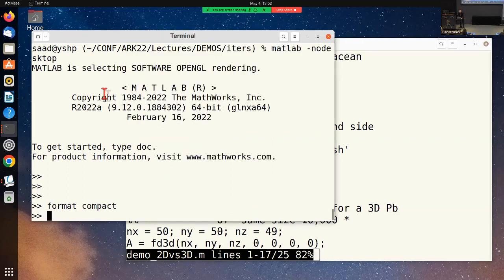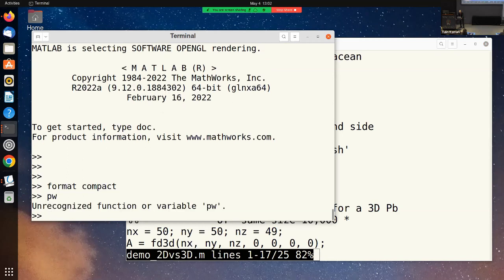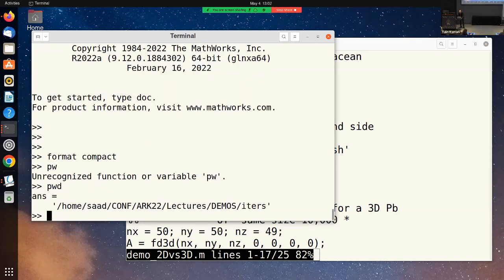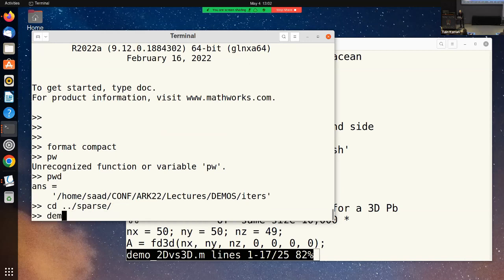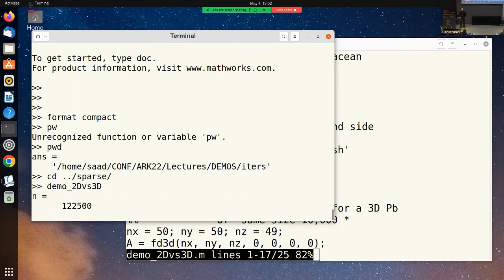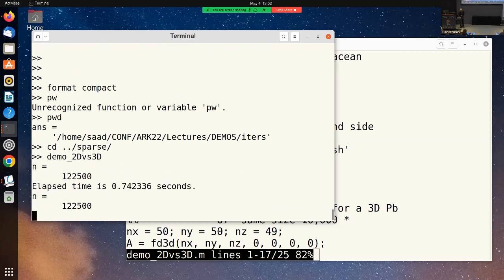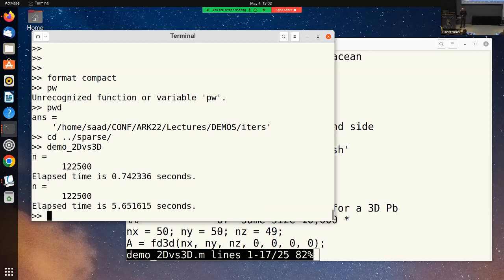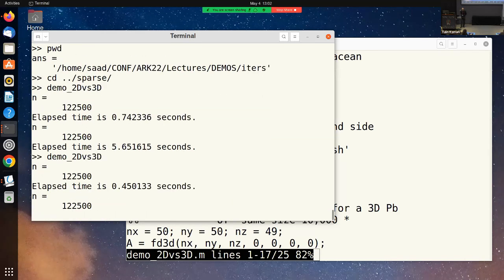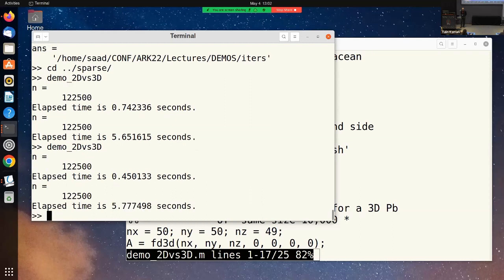So let's run it. I'm going to go back to Spark here and then demo 2D versus 3D. Okay, so here you go. So this is the size. That's the time for the 2D problem. And now we wait, and it's the time for the 3D problem. Actually, it could be a lot more dramatic. When you run it a second time, the time is a little different. But it's about 10 times slower.